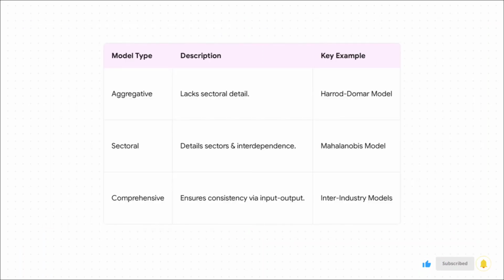Okay, stop what you're doing and look at this slide. This is pure exam gold. Seriously, you might want to screenshot this. It lays out the 3 types perfectly.